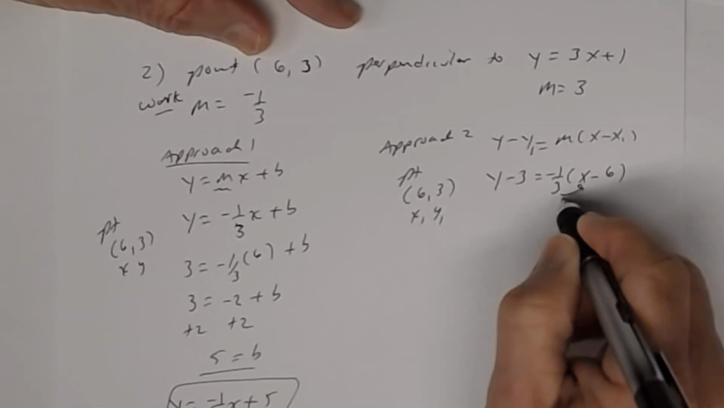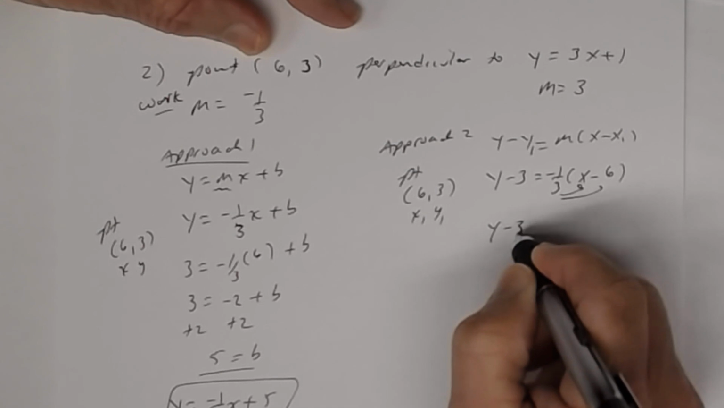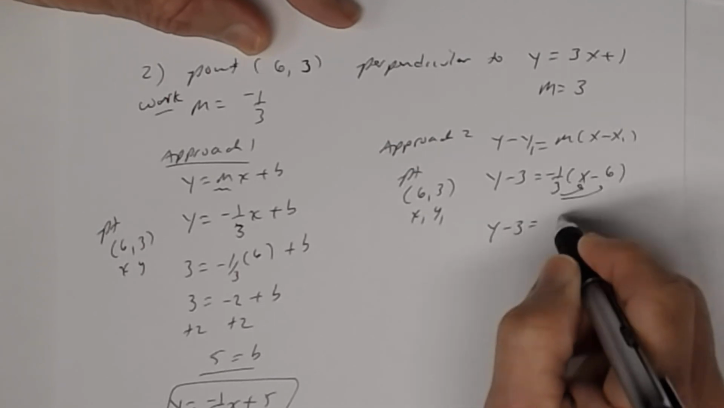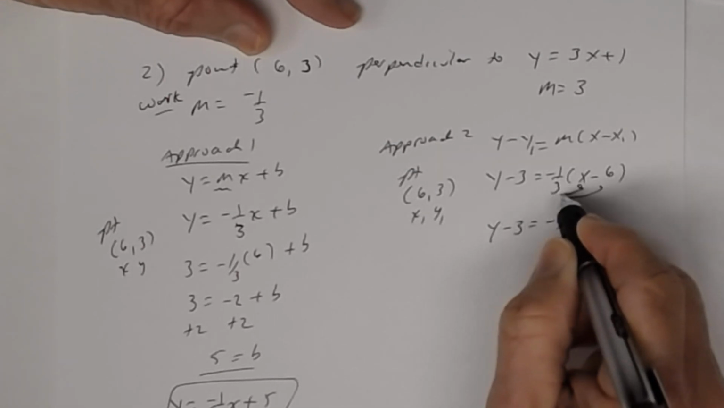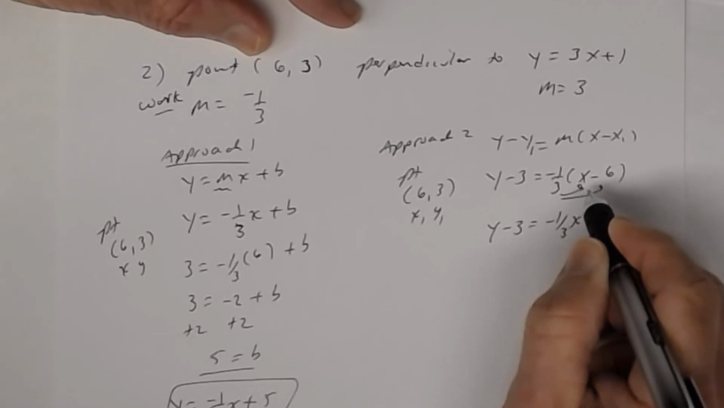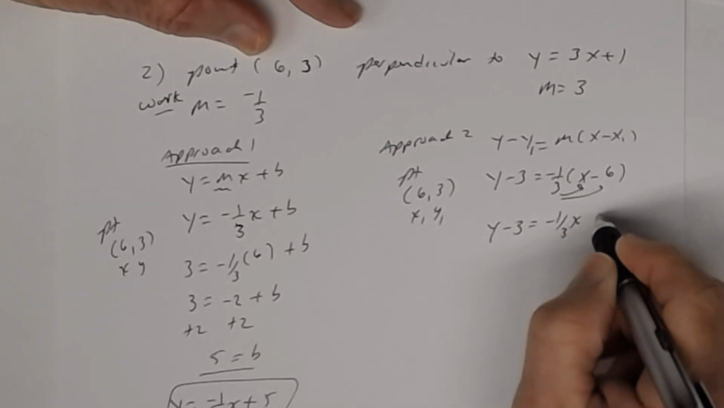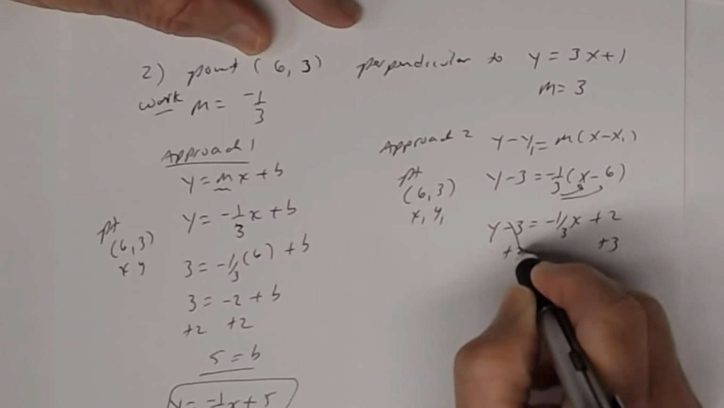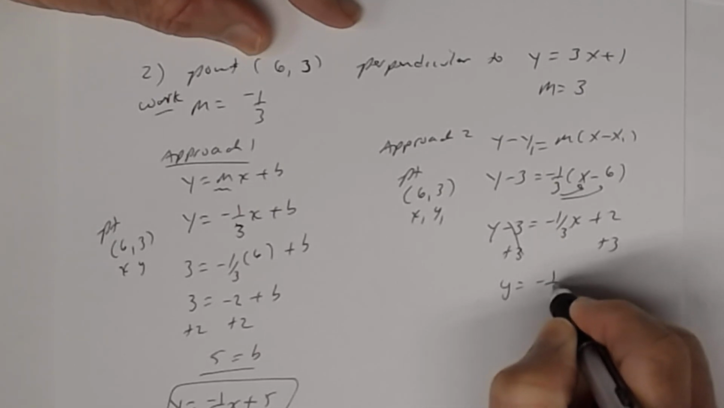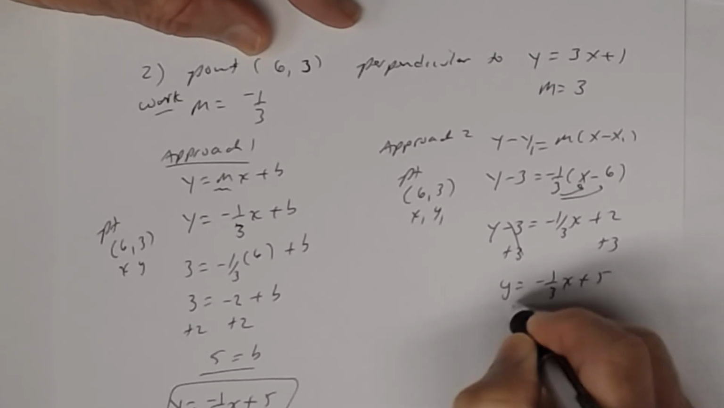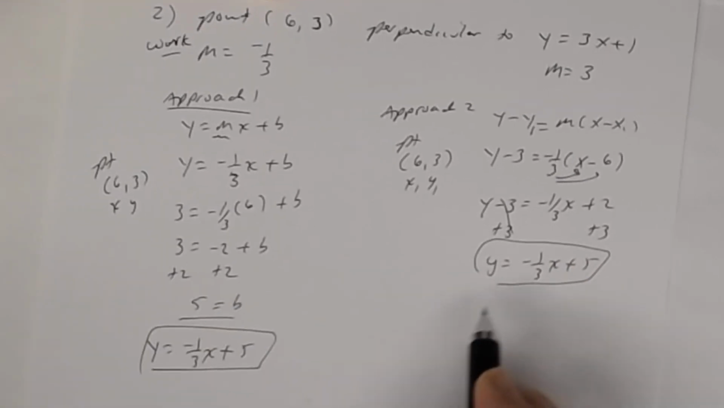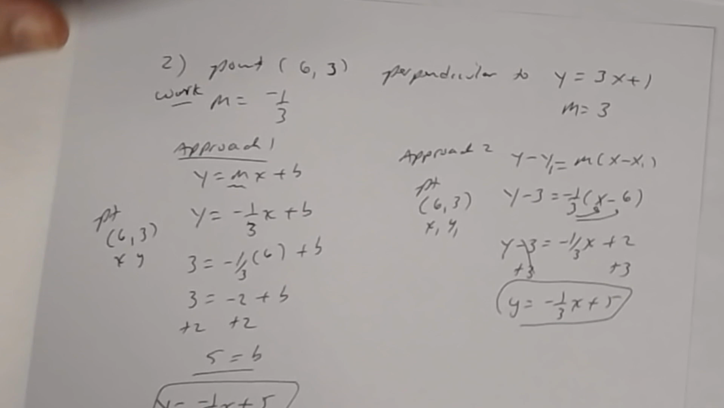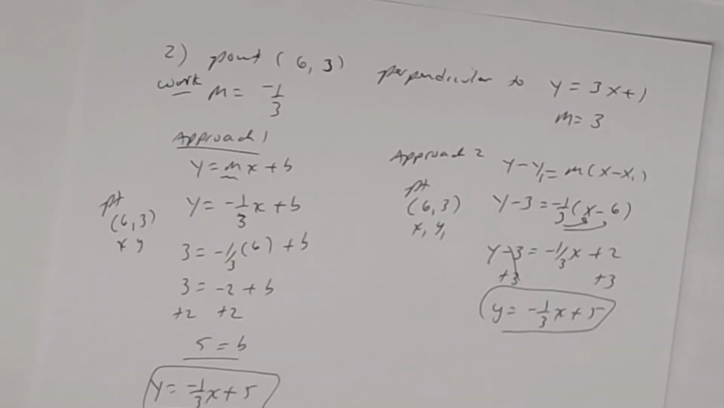Now let's go ahead and distribute. I get y minus 3 equals negative 1/3 x. A negative 1/3 times a negative 6 is a positive 2. That's 2. Adding 3 to both sides to get y by itself, I get y equals negative 1/3 x plus 5. And notice those two are the same. All right, so that was number 2. Okay, number 3. So let's look at number 3.